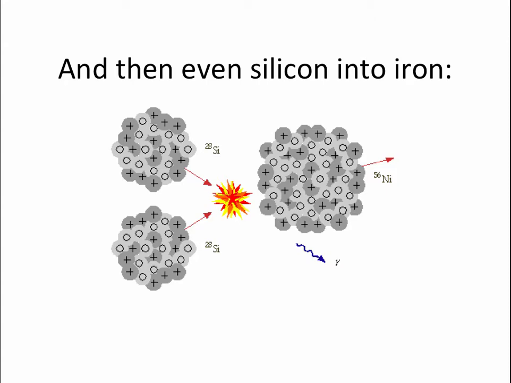surrounded by a layer that's doing silicon fusion into iron and nickel, surrounded by a layer that's doing oxygen fusion into silicon, surrounded by a layer that's doing carbon fusion into oxygen, surrounded by a layer that's doing helium fusion into carbon, surrounded by a layer that's doing hydrogen fusion into helium, surrounded by the outer layers of the star that are too cool to do any fusion whatsoever.